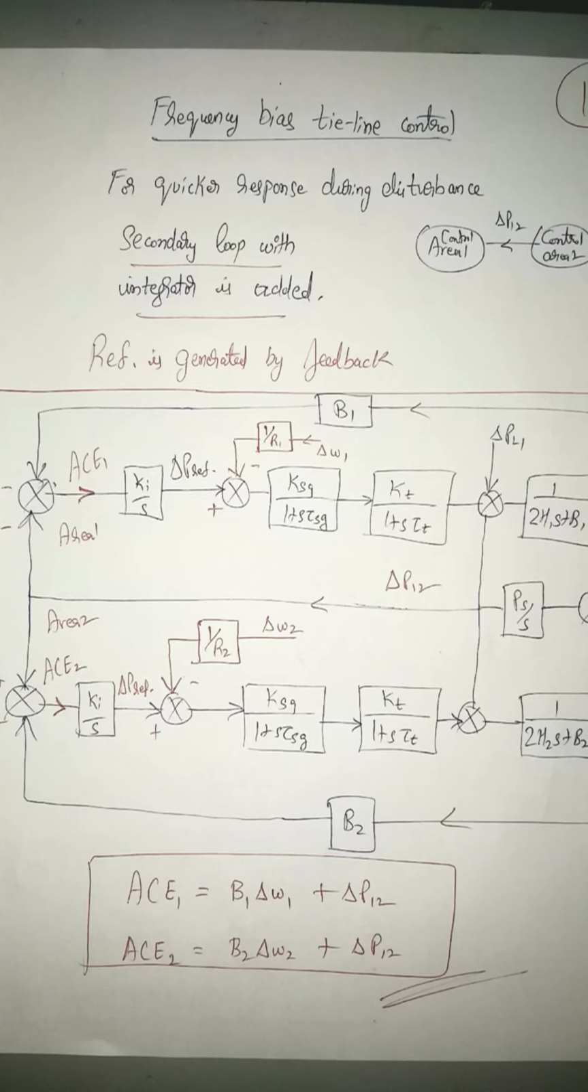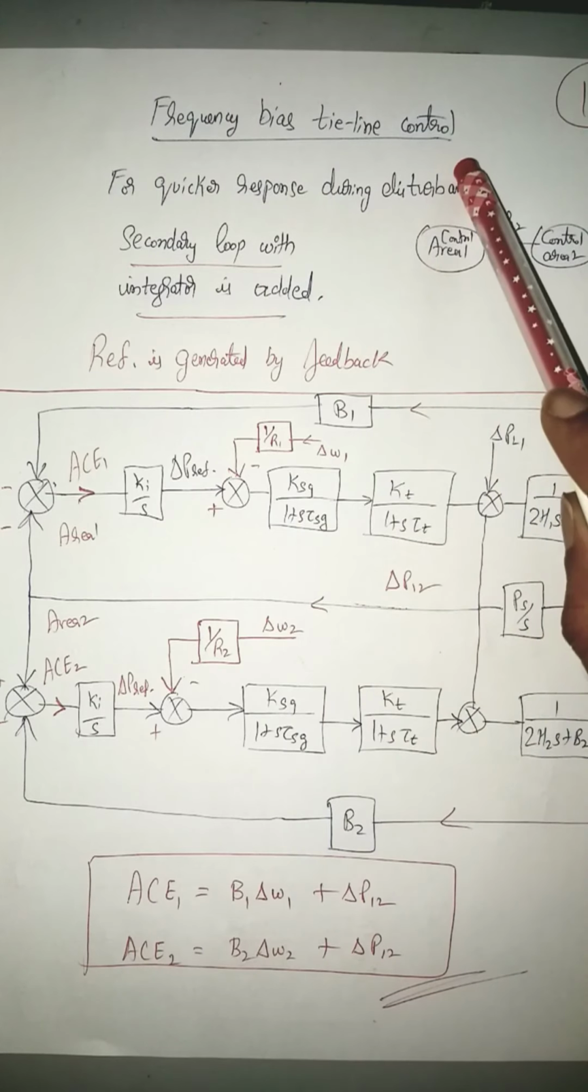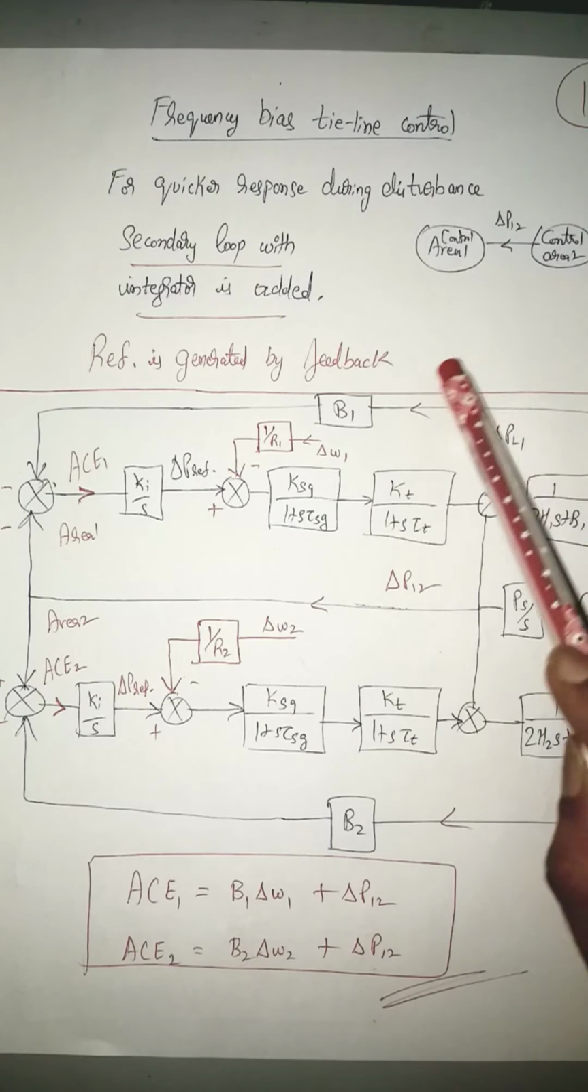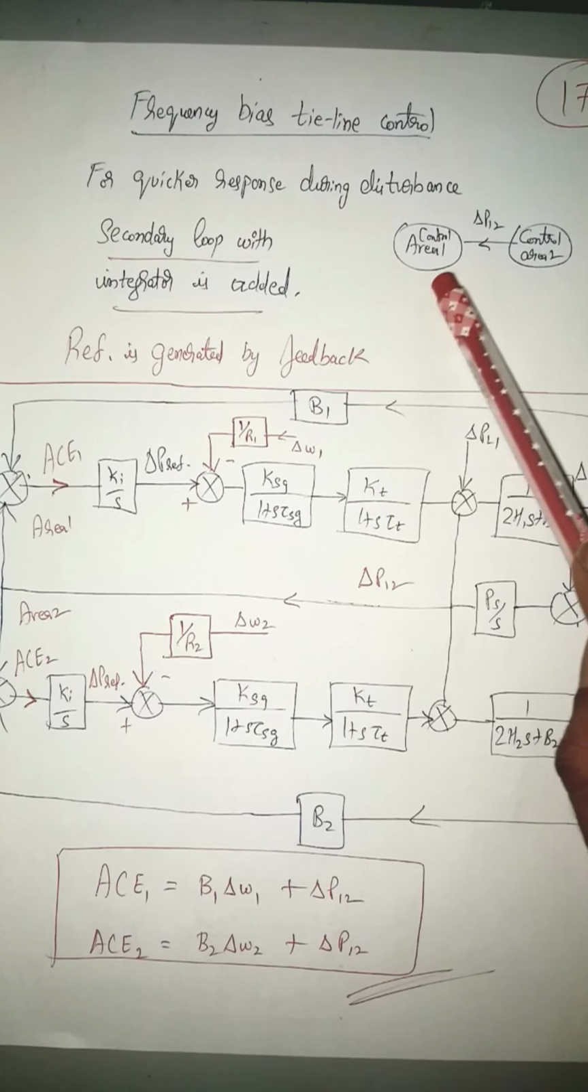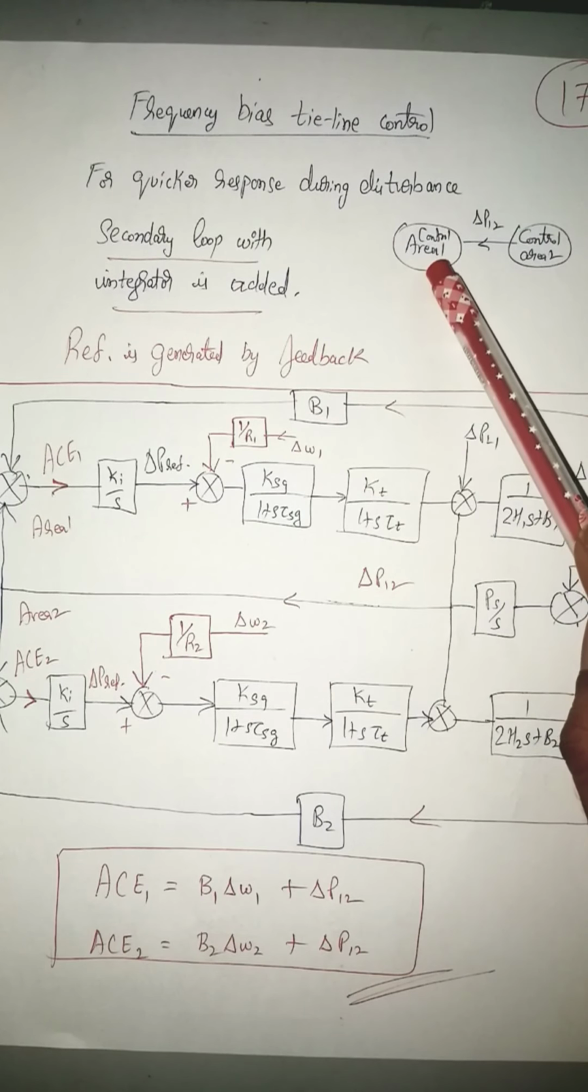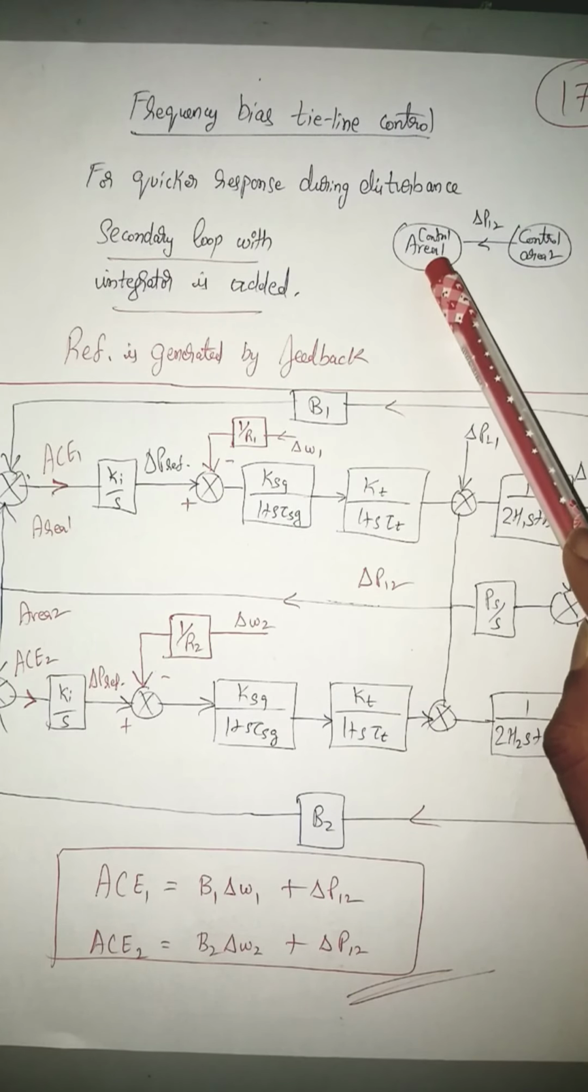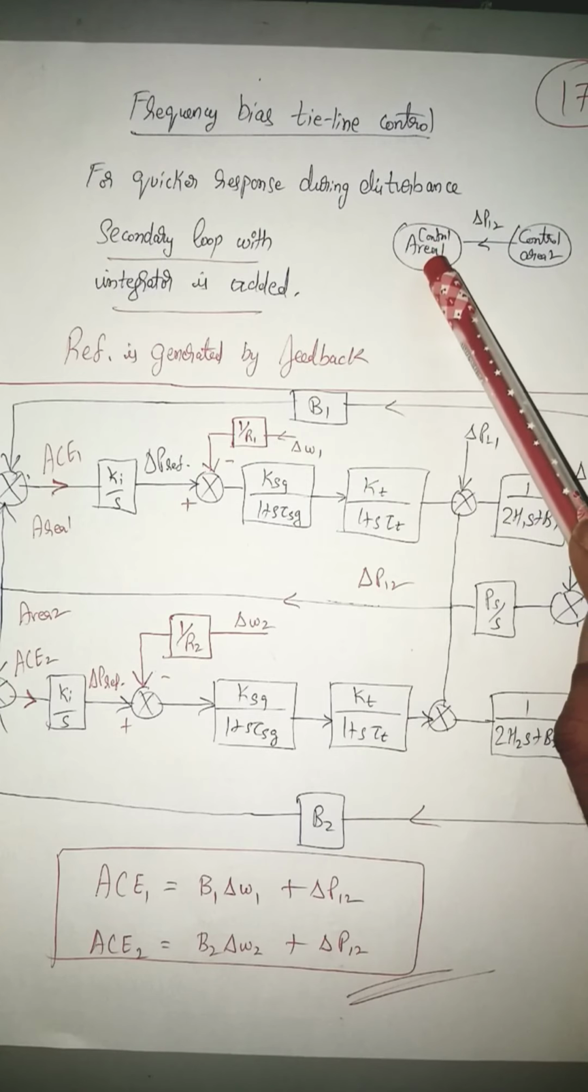Same thing now we are doing for two area system. Initially we studied the steady state response for a two area system in the previous topic. Now we are trying to generate the reference power through feedback by including another loop. That is what is frequency bias tie line control. So to repeat the concept once again, you are having control area 1, control area 2. There is an increase in the demand in control area 1. Since there is an increase in the demand, there is a drop in frequency.